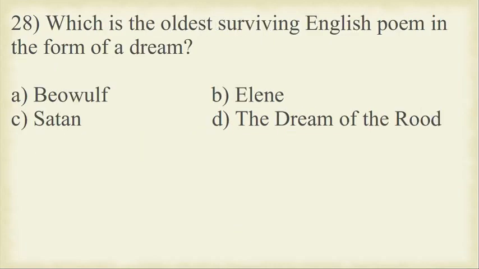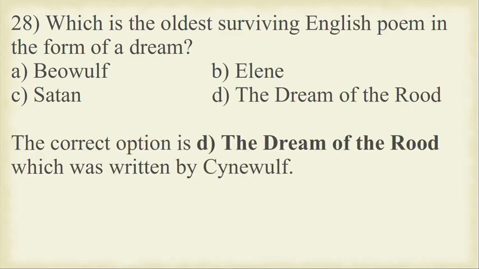Question number 28. Which is the oldest surviving English poem in the form of a dream? Option A, Beowulf, option B, Elene, option C, Satan, option D, The Dream of the Rood. The correct option is D, The Dream of the Rood, which was written by Beowulf.